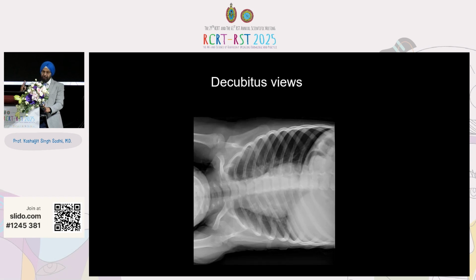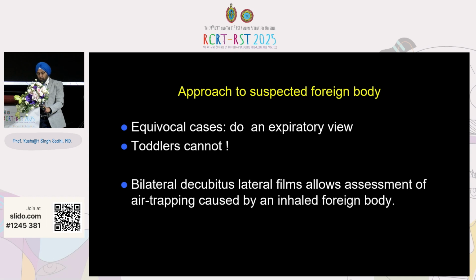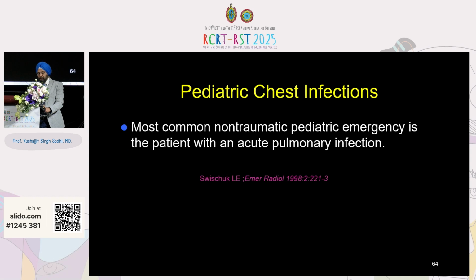At times you might have to do both right and left lateral decubitus to see which side gives you a collapse pattern or a hyperinflation or an obstructive pattern. If you look at this decubitus view, we can now see a radiopaque foreign body demonstrated better. It was not that well seen on the first frontal radiograph. This also highlights the radiopaque foreign body here, showing the consequent air trapping and confirming the obstruction in that particular segment. So remember, in equivocal cases, you have to do an expiratory view, and toddlers cannot, so do decubitus views.